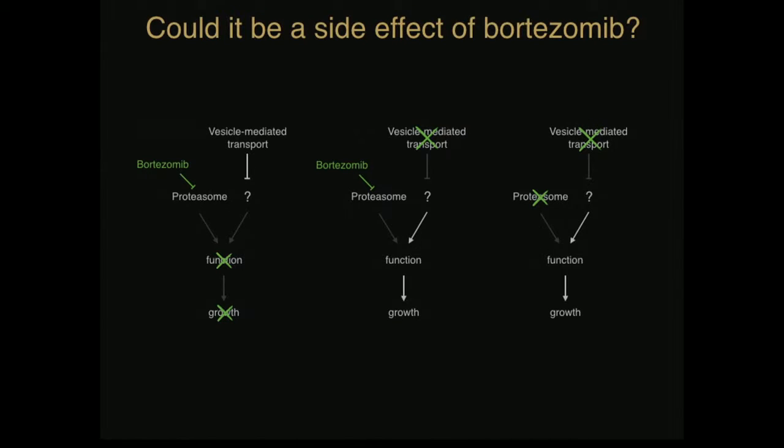Then I should be able to recapitulate this exactly by not treating the cell with bortezomib, but by mutating the proteasome directly, right? I can create a double mutant in the proteasome gene and the vesicle-mediated genes, and this should be better than either one of them individually. So that should be a positive interaction. I was lucky because I actually had all that data already. I didn't have to do any experiments.